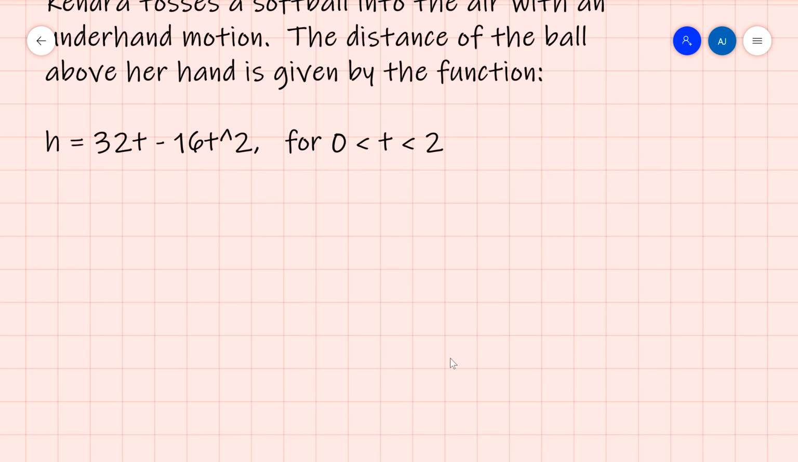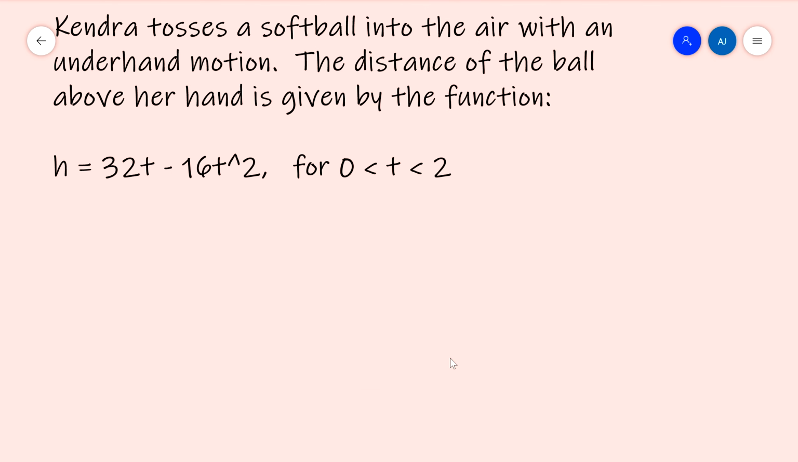All right, here we are with a story problem, our favorites, but bear with me. Boy, I wish we were in class to do this. Let's break this apart and you will see it's not that difficult, especially using a calculator. Kendra tosses a softball into the air with an underhand motion. The distance of the ball above her hand is given by the function h for height equals 32t, and t is for time, minus 16t raised to the second power. That's what that caret 2 means.